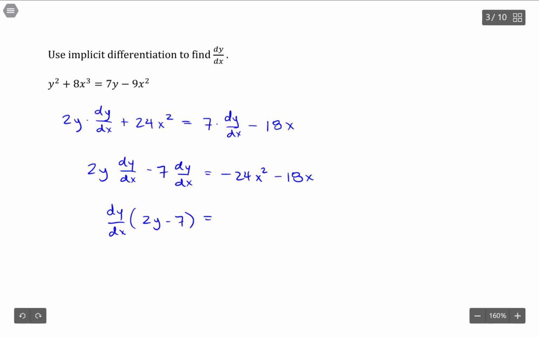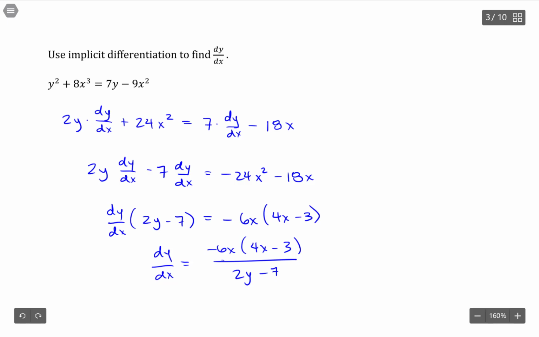And it looks like there's some common factors I could pull out here. It doesn't really matter if you do that or not, but it might be nicer if you at least pull out the negative. I think we can do better than that. I'll make it negative 6x. This would be 4x minus 3. And then divide the dy/dx over. So dy/dx equals negative 6x times 4x minus 3 all over 2y minus 7.